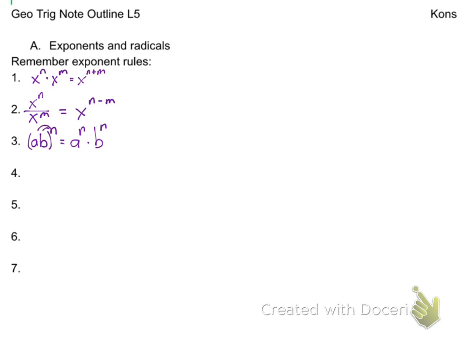We also can have a power on a quotient. So a divided by b with a power of n. I don't distribute to just the top, I distribute to the top and bottom. So I get a to the n over b to the n. What's another one? Anybody recall any others? It says there's 3 more.